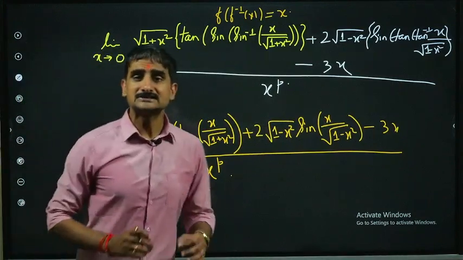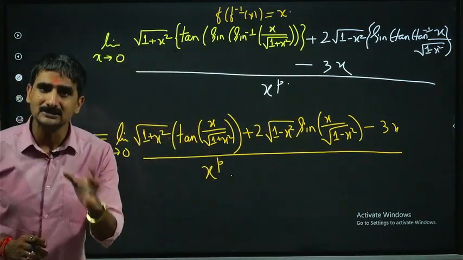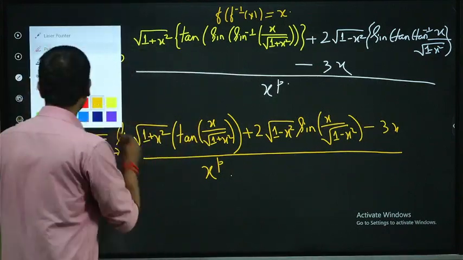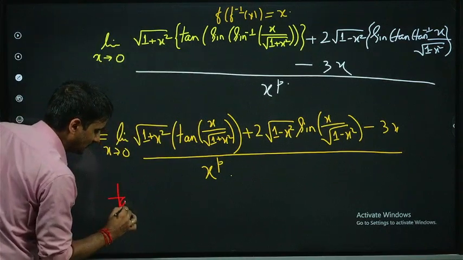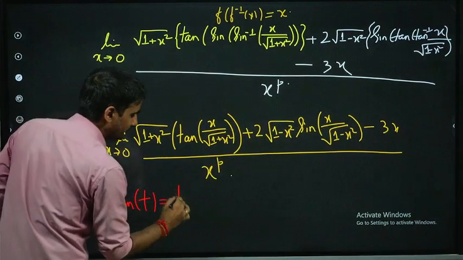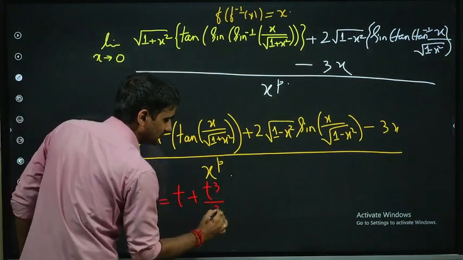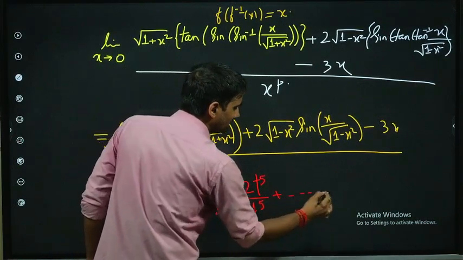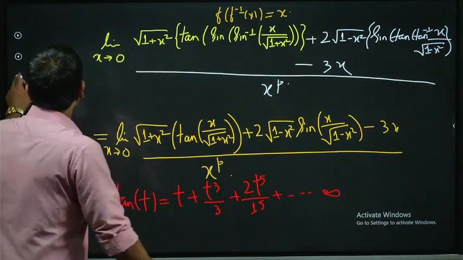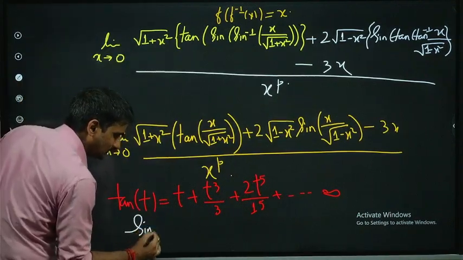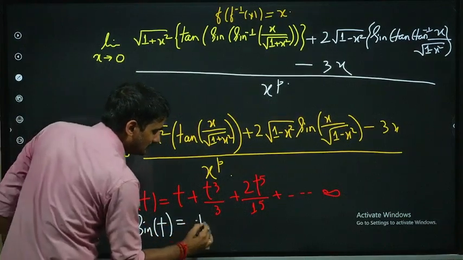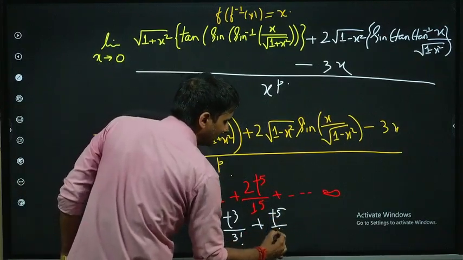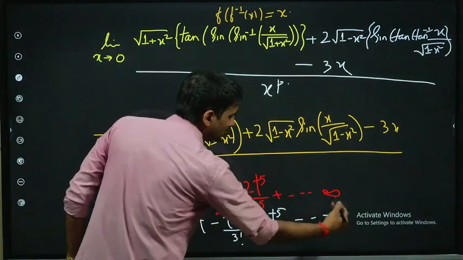Now I suggest you use series expansion. So use series for tan and sine. Let's write the series of tan. Tan of t is t plus t cube by 3 plus 2 times t raised to power 5 by 15, and so on till infinity. Similarly, we can write for sine. Sine of t is t minus t cube by 3 factorial plus t raised to power 5 by 5 factorial, minus and so on till infinity.